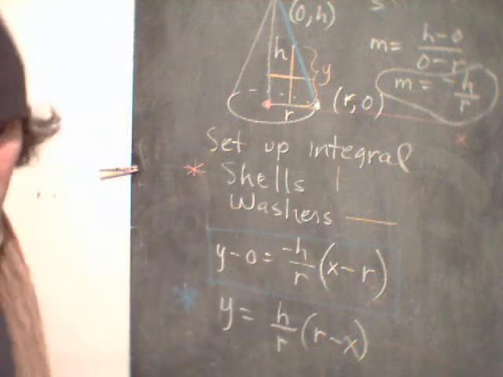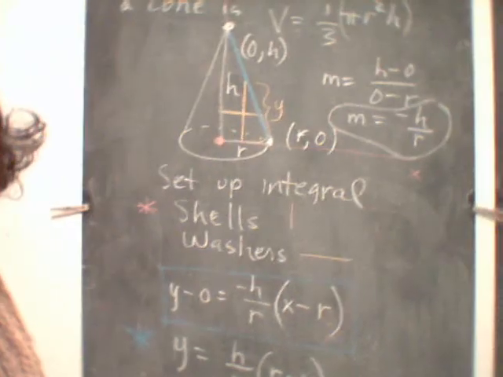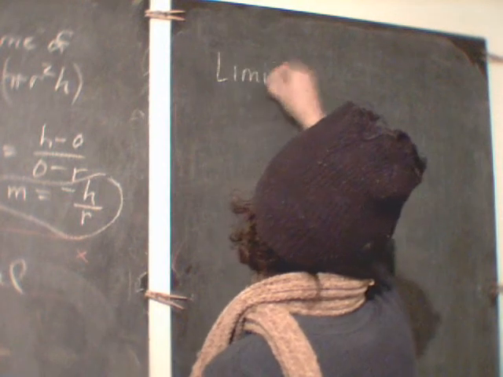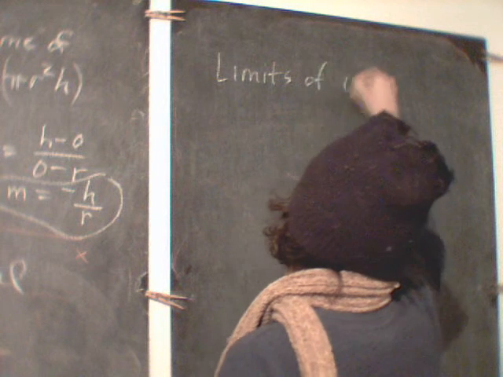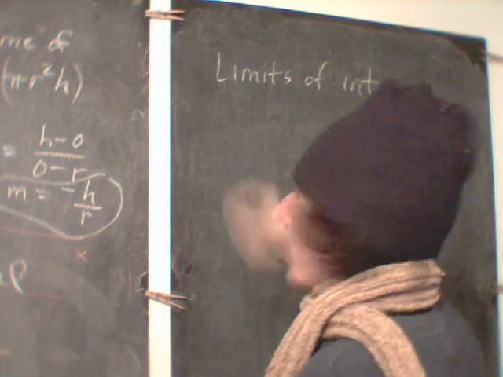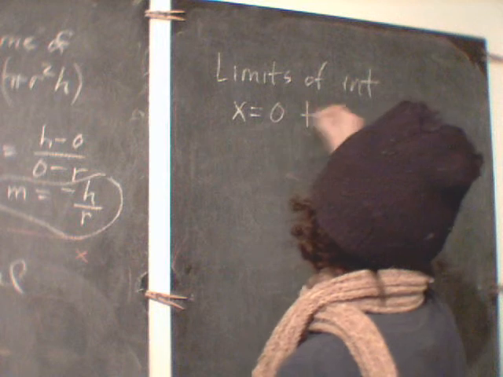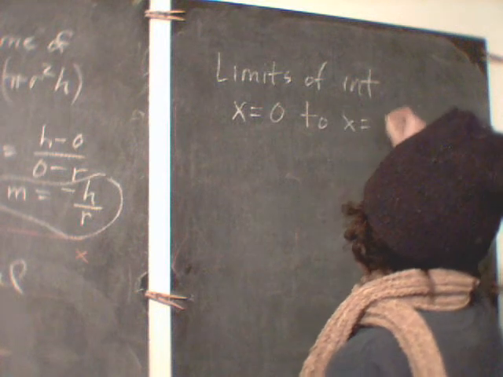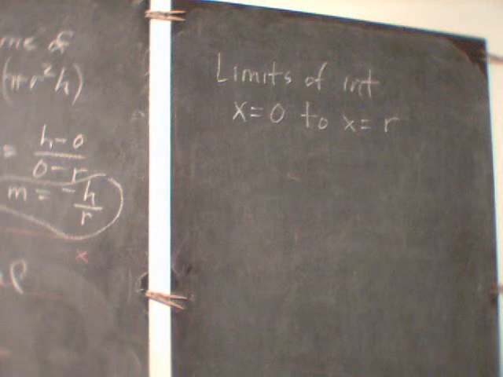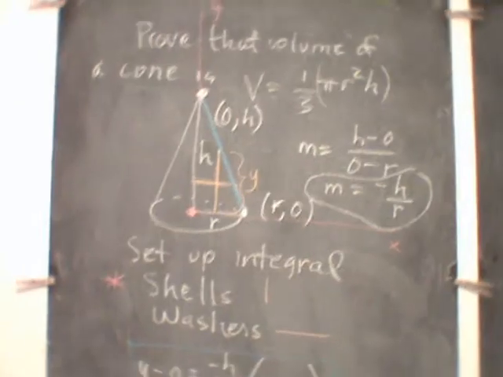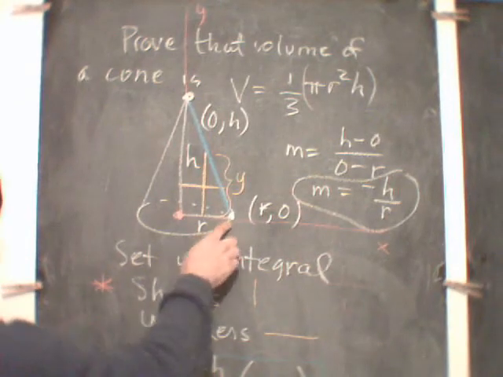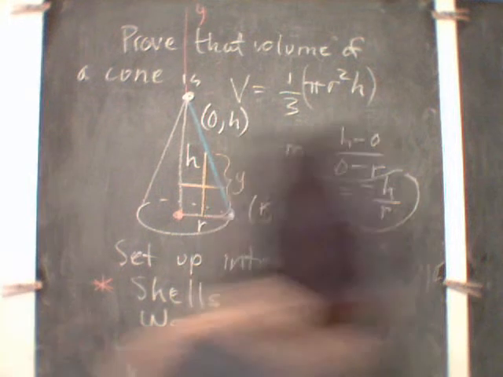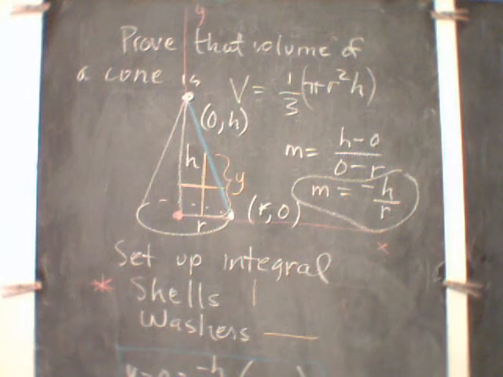So what are the limits of integration going to be? Well, let's answer that question. The limits of integration will go from x equals 0 to x equals r, because that's the radius of the bottom circle there. We're going to integrate along that, from 0 to r.